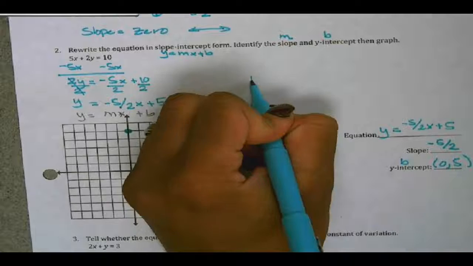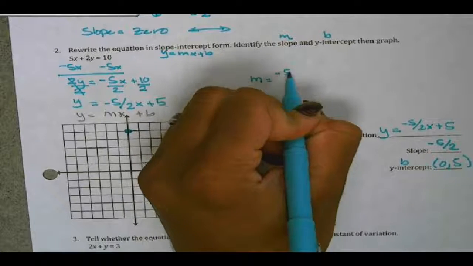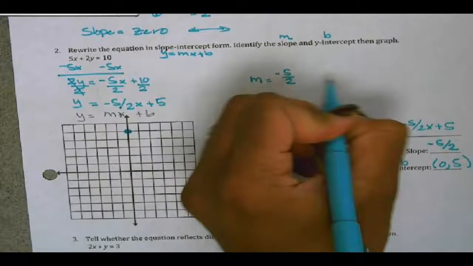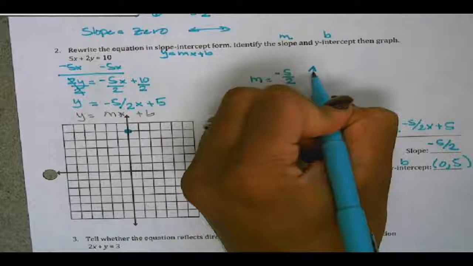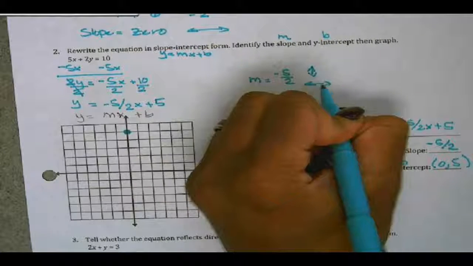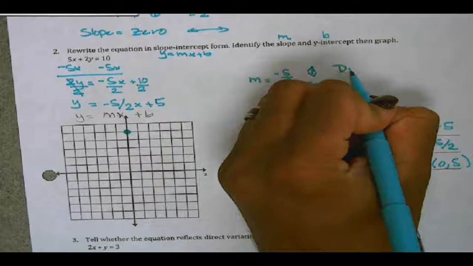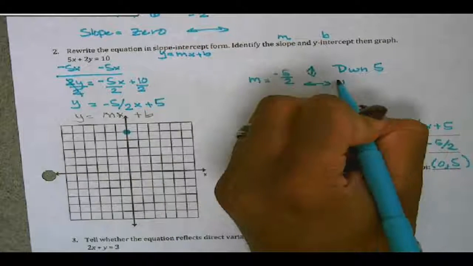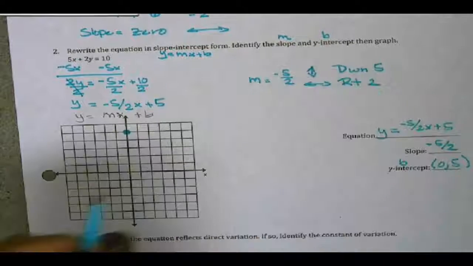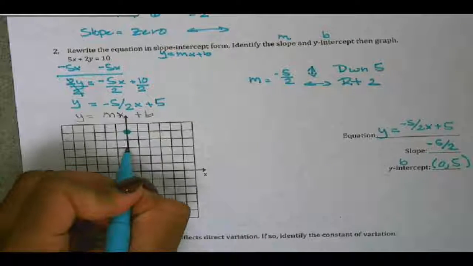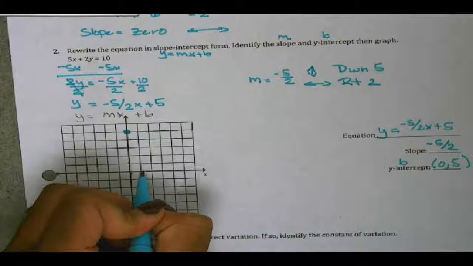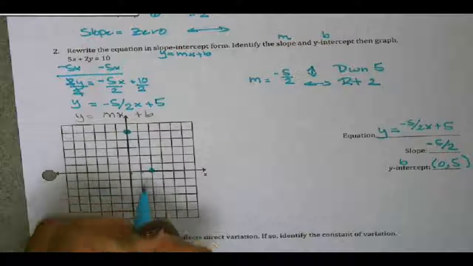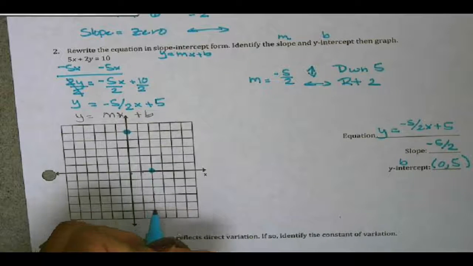So if my slope was negative 5 over 2, here's a reminder, rise over run. This is a negative 5, so that's telling me to go down 5. And this is a positive 2, so that means I'm going to go right 2. So down 1, 2, 3, 4, 5, and right 1, 2. Do it again. Down 1, 2, 3, 4, 5, right 2.